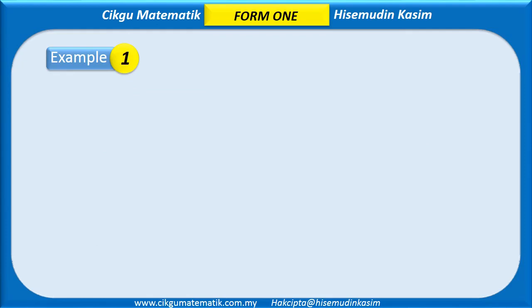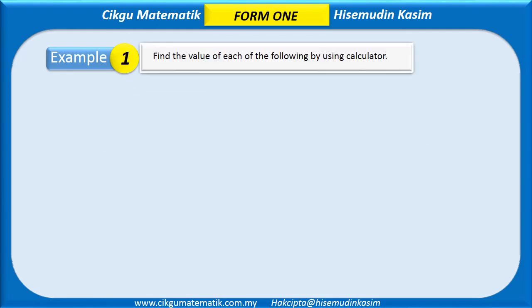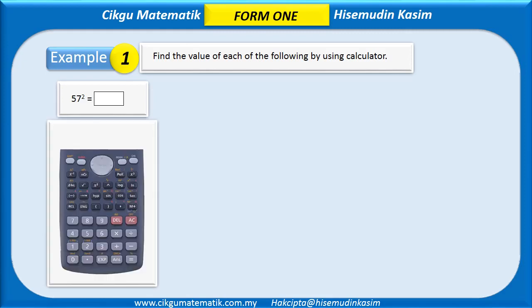Example 1. Find the value of each of the following by using a calculator. 57 squared. Press 5, 7, squared, equal. The answer is 3,249.